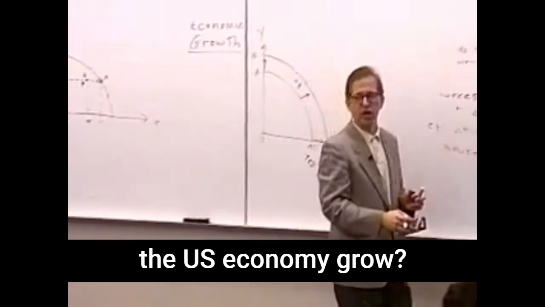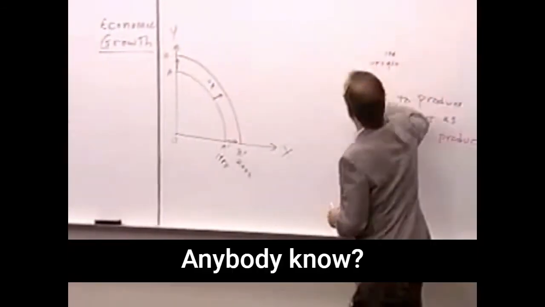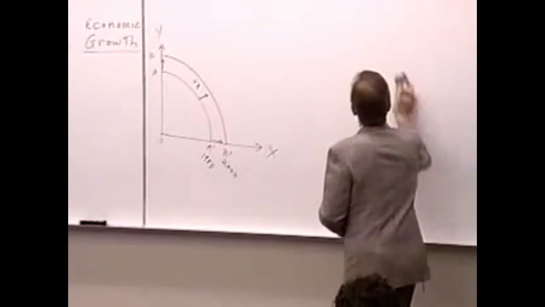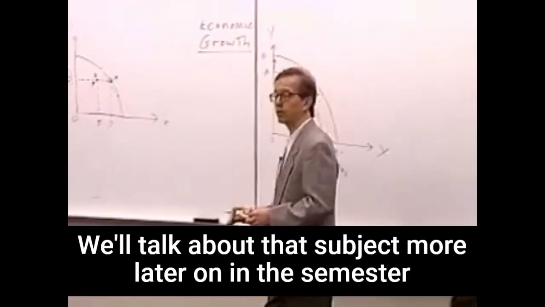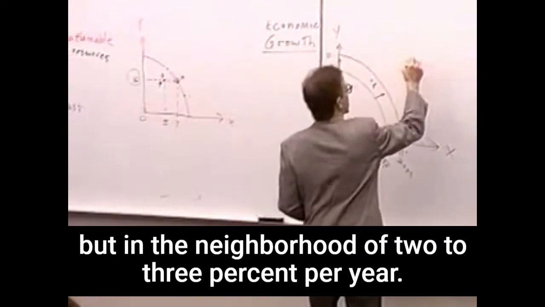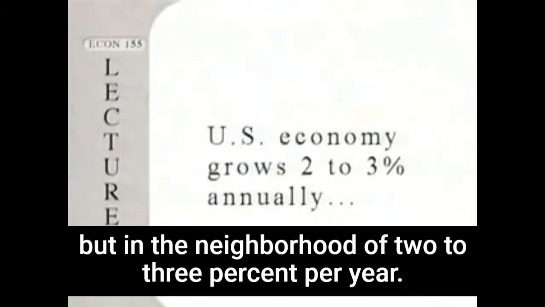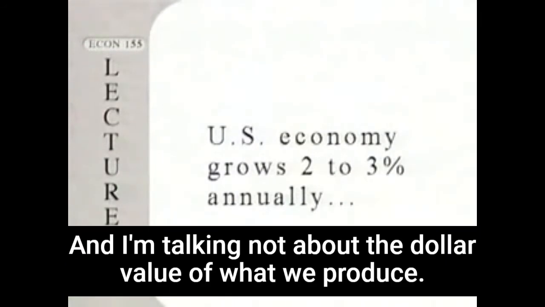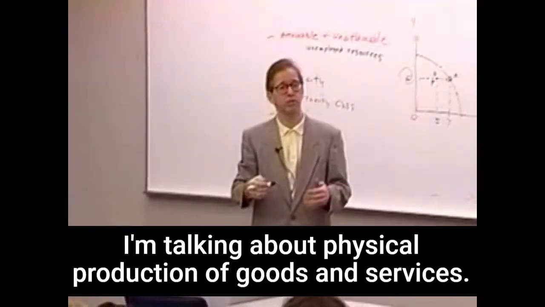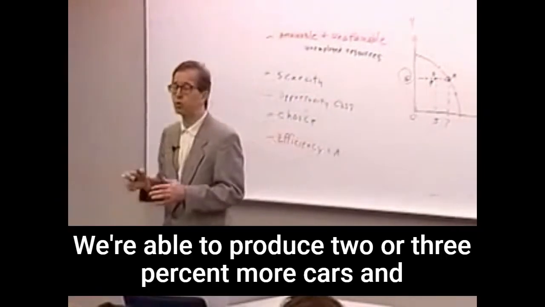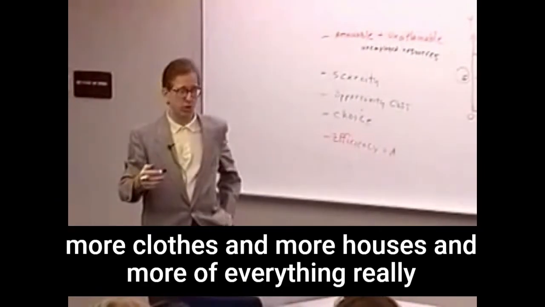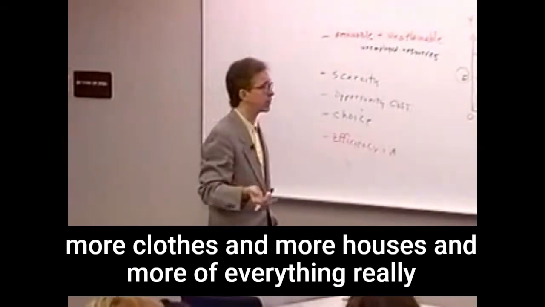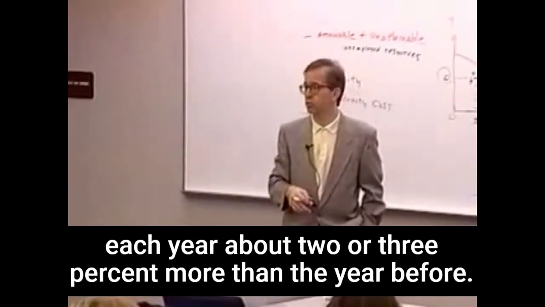How fast does the U.S. economy grow? Does anybody know? We'll talk about that subject more later on in the semester, but in the neighborhood of 2 to 3% per year. That's how much the U.S. economy grows. And I'm talking not about the dollar value of what we produce. I'm talking about physical production of goods and services. We're able to produce 2 or 3% more cars and more clothes and more houses and more of everything, really, each year, about 2 or 3% more than the year before.